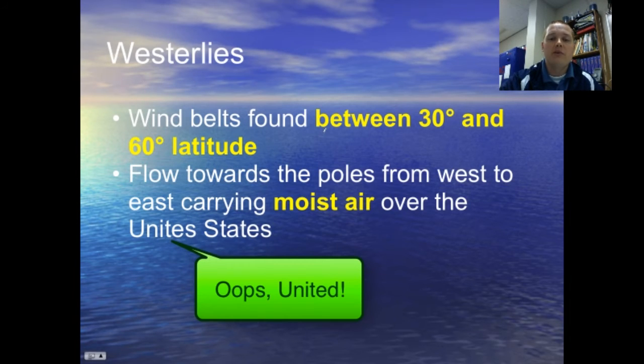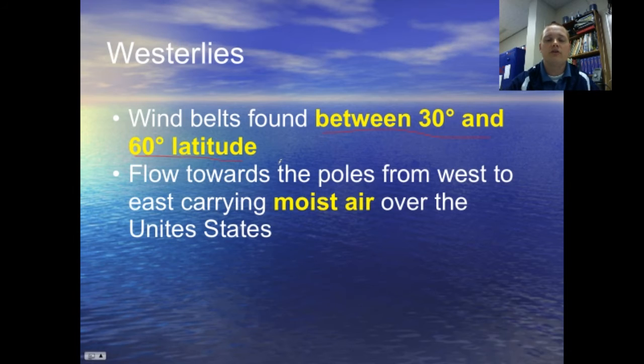Westerlies are found between 30 and 60 degree latitude, between the 30 degree north and 60 degree north and the 30 and 60 degrees south latitudes. And what happens here is that you get movements from west to east carrying moist air, because now you have these spaces that are taking moisture both from the equator and also back to the equator.